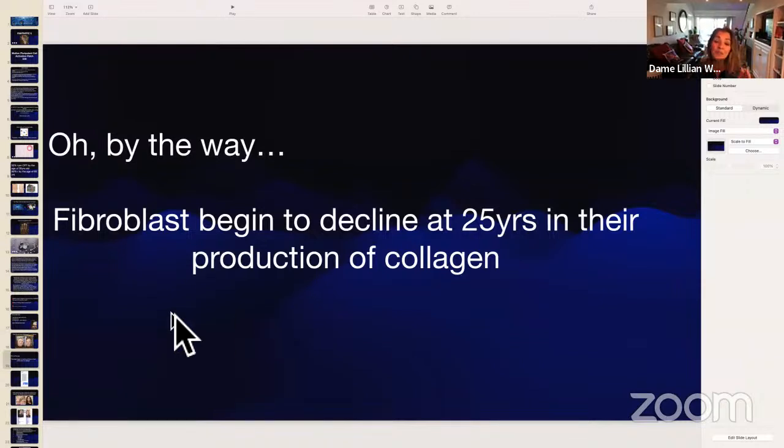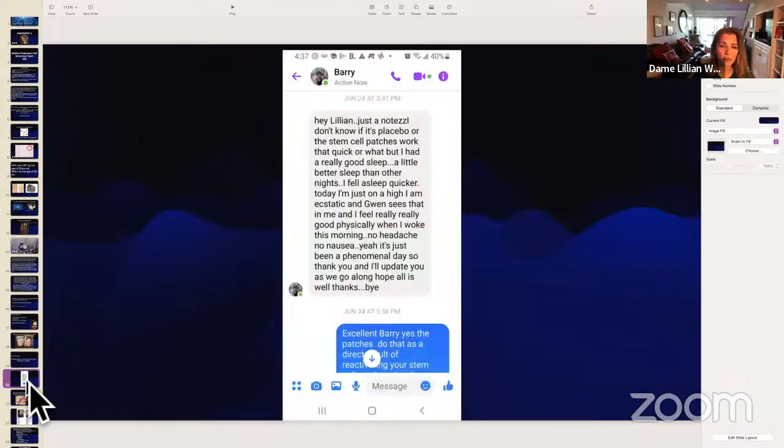Okay, the thing to note also, we talked about how at age 30, 50% of your stem cells turn off. I just wanted you to note that your fibroblasts, when you're only 25 years old, begin to decline in their production of collagen. We activate the production of collagen with this patch. Collagen is the #1 building block protein for tissue and skin repair in the body. So that is actually signaled with these patches.